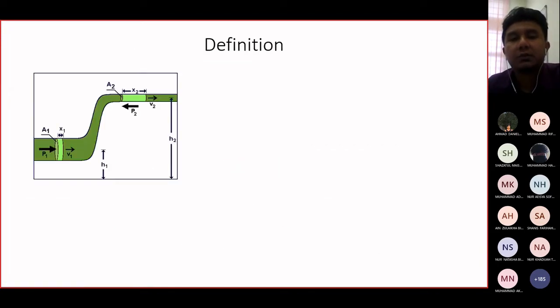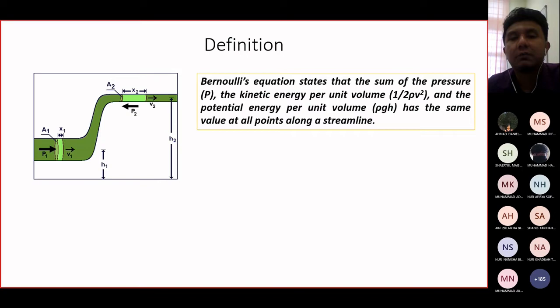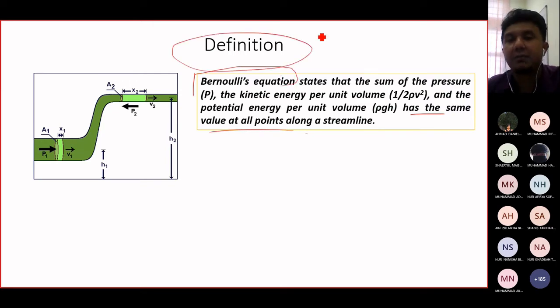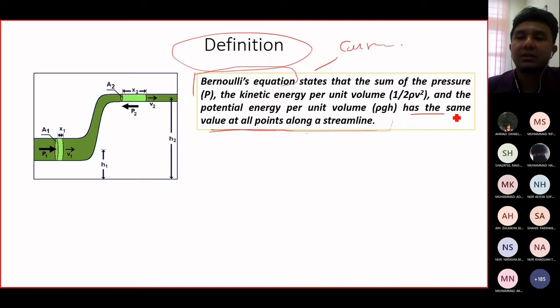Now we say that Bernoulli equation or Bernoulli principle states that the sum of the pressure, kinetic energy, and potential energy has the same value at all points along a streamline. This is the Bernoulli equation definition. Please memorize and understand this. This is still conservation of energy because the value at all points is the same.